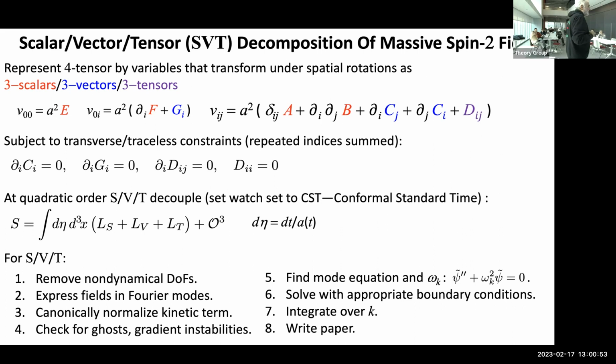Counting in real time is something that is difficult, but if you do the counting here and impose these, you end up with the correct 10 degrees of freedom that you would expect with V mu nu. And of course, you would suspect that not all of these are going to be dynamical variables. We're going to only have five dynamical variables. So at quadratic order, the scalar, vector and tensor decouple. And for the rest of the talk, I'm going to work in conformal standard time, CST.